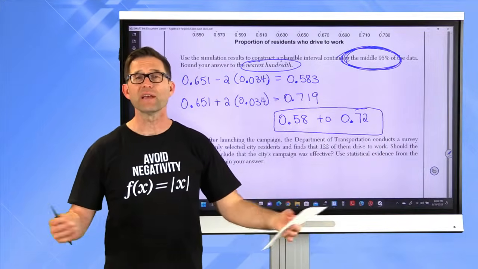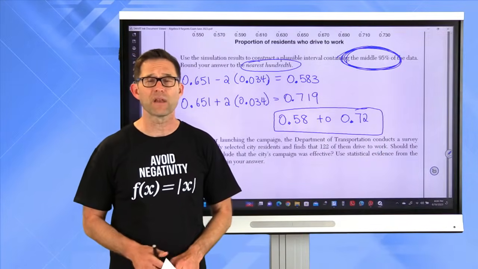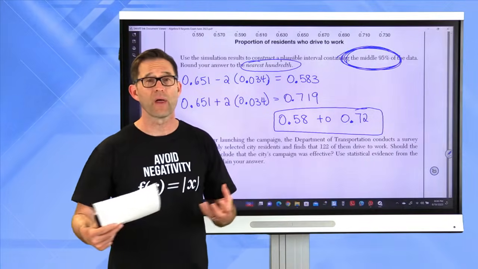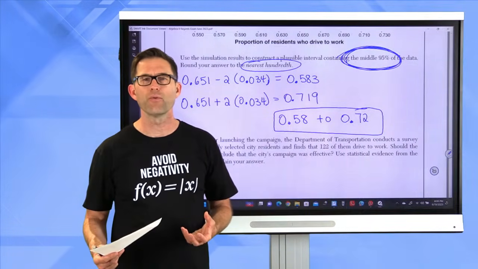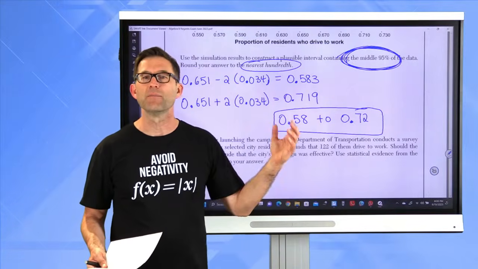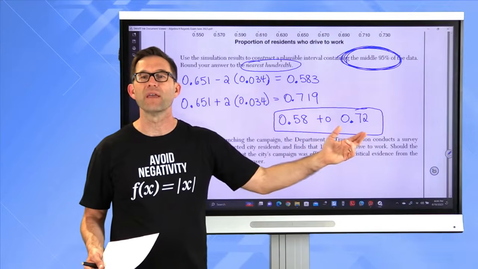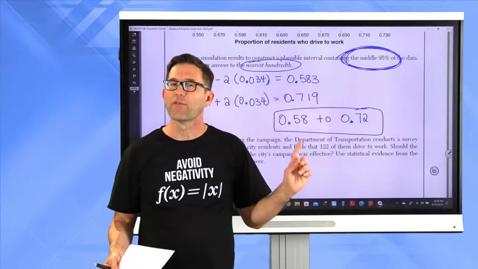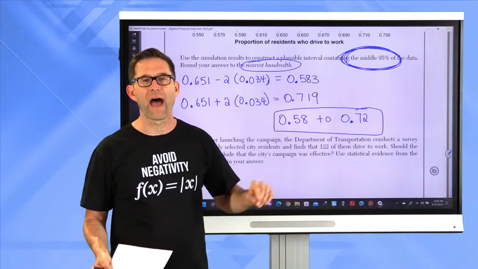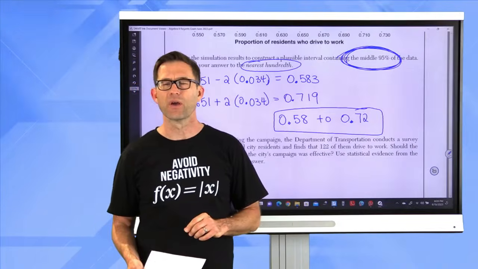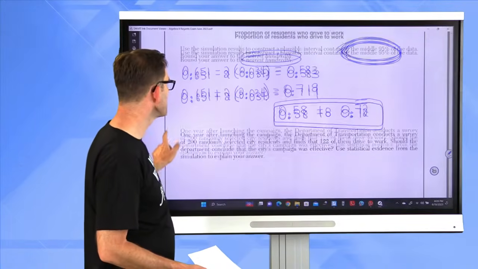So just by chance alone, if 65% of the population drives to work, and I take a random sample of 200 people out of this huge population, then I would expect the sample proportion to be somewhere between 0.58 and 0.72 just by luck alone. Now, if I got anything outside of that, that would be very unusual, and it would tell me something strange might be going on. So let's take a look at the second part of this problem.